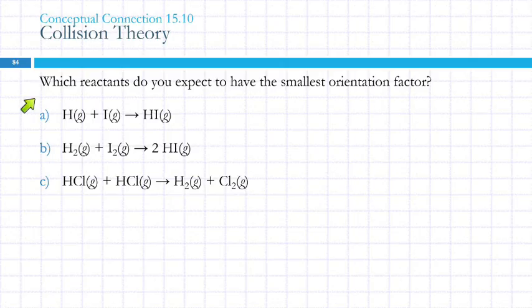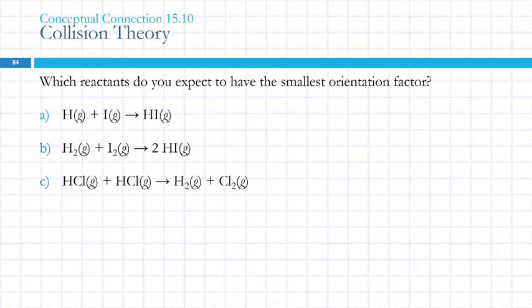So this is the sort of question that might show up on an exam. Which reactants do you expect to have the smallest orientation factor? So what are we looking for here? A small orientation factor, does that mean a lot of them are going to react or not very many? Not very many. So that means they must be more complicated, right? And have to line up just right. So if we have a hydrogen atom and an iodine atom, is there any orientation issue there? No. How about H2 and I2?